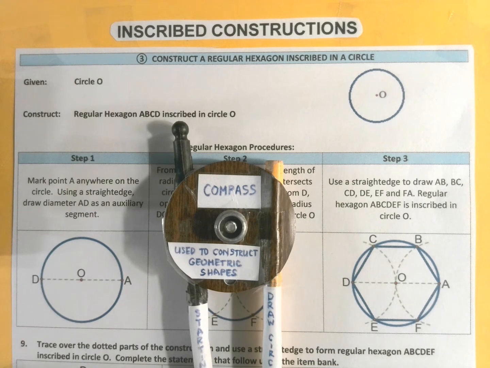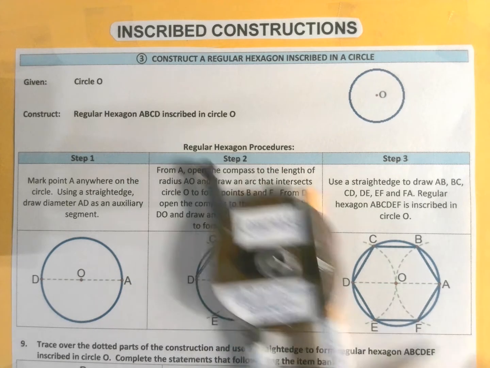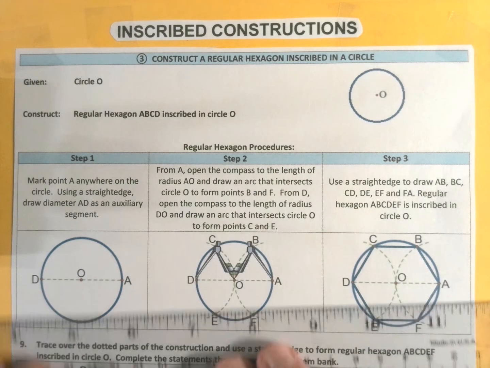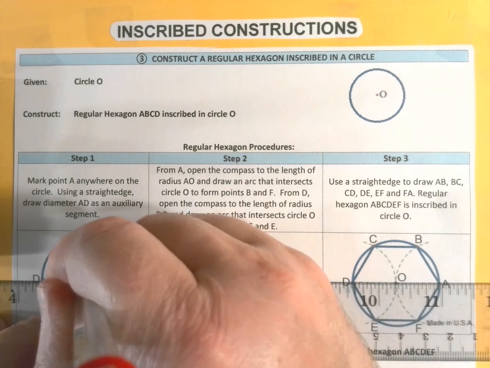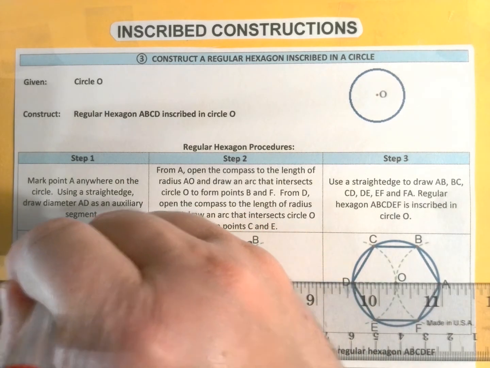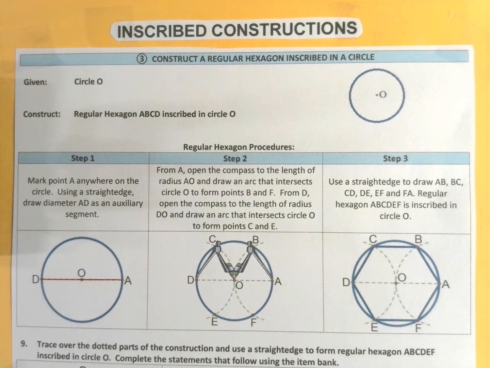So step 1, we mark point A anywhere on the circle, and then using a straight edge, we draw diameter AD as an auxiliary segment. So this part right here, we start at point A, and then we go right through O, and then we continue it so we can construct point D.